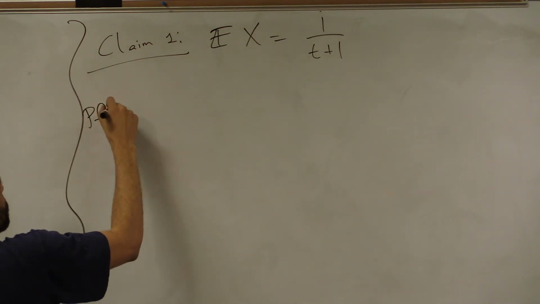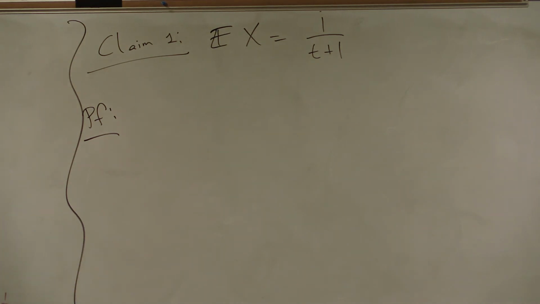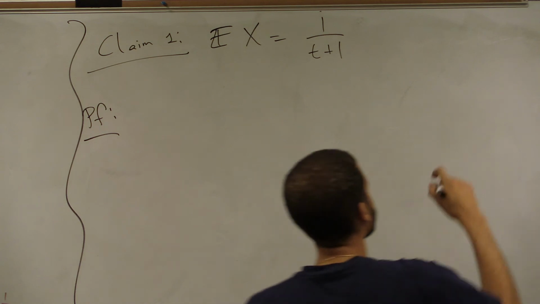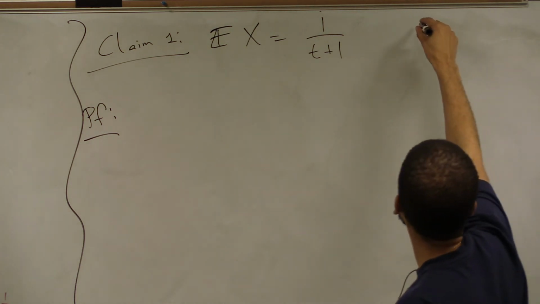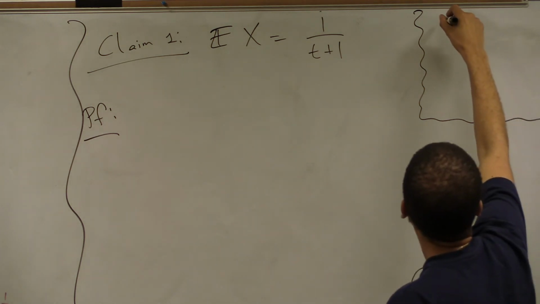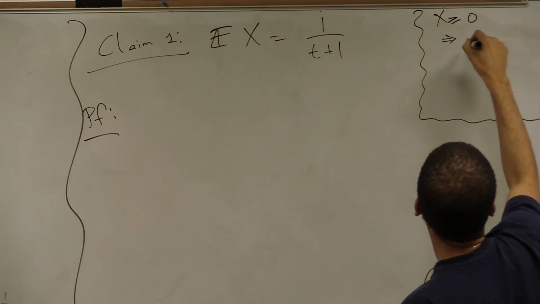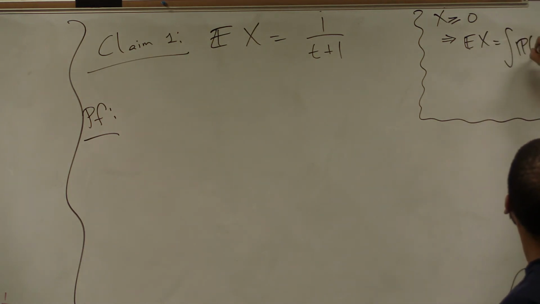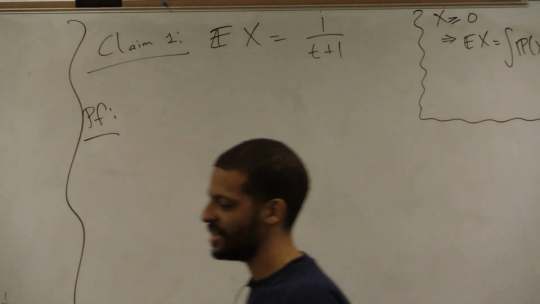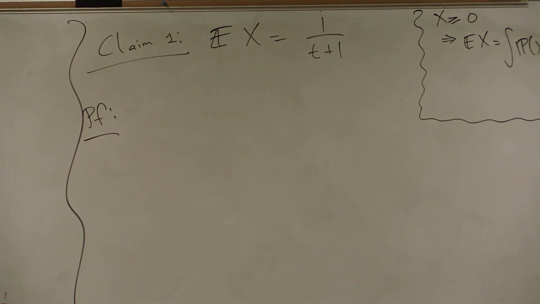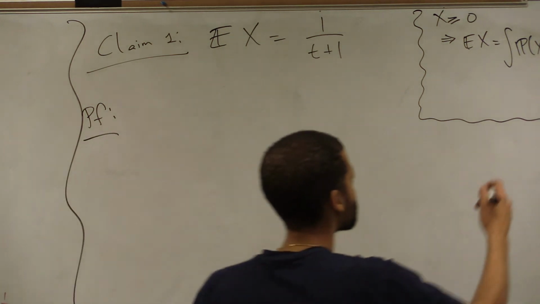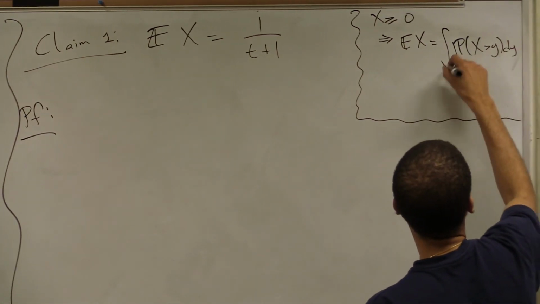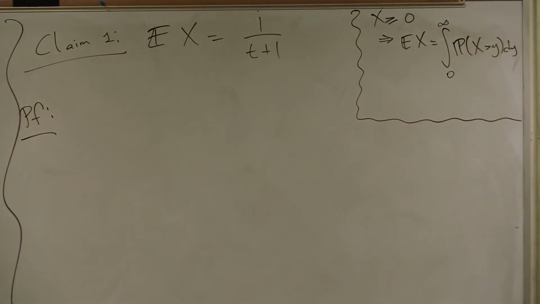So proof. If you haven't seen this before, if you haven't worked a lot with continuous random variables, let me just tell you a little fact here, which is that if you have a non-negative random variable, that implies that the expectation of x is equal to the integral of the probability that x is bigger than y, dy, where this integral goes from 0 to infinity. Okay. So that's a fact that we'll use.